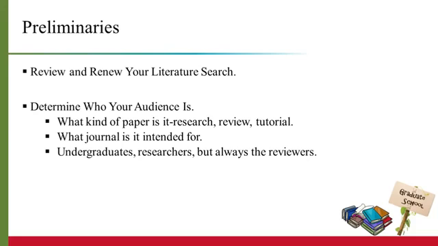The second preliminary issue is very important, and it goes back to high school, and that is you need to determine who your audience is. I'm sure you were taught this way back when. And this is important in writing up a research paper. You need to know what the purpose of the paper is. Is it a research paper? Is it a review paper? Is it a tutorial paper? What journal is it intended for? Are the primary readers of the paper going to be undergraduates or researchers?